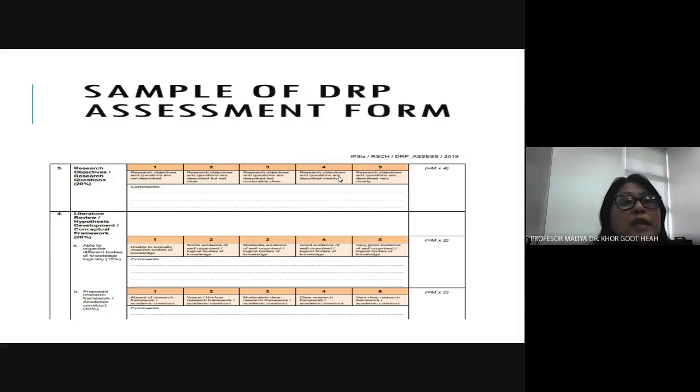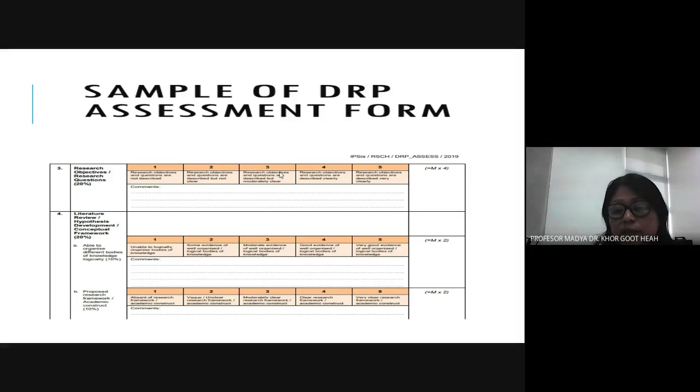Next, we look into the research objective or research question. It takes 20 marks. This is to check whether the research objective or research question is described clearly. Next, we look into the literature review or hypothesis development, and the conceptual framework. 10% is for being able to organize the different bodies of knowledge logically, and 10% is for the proposed research framework or academic constructs.